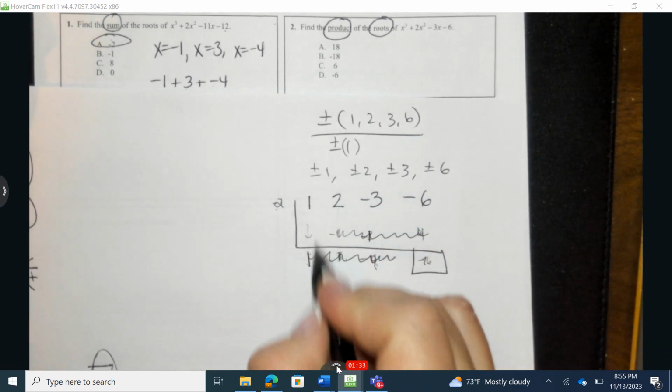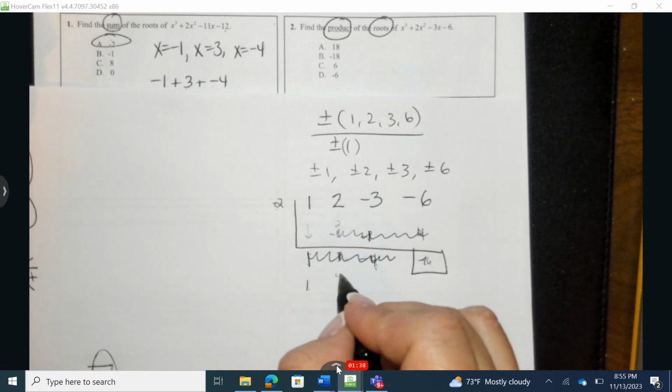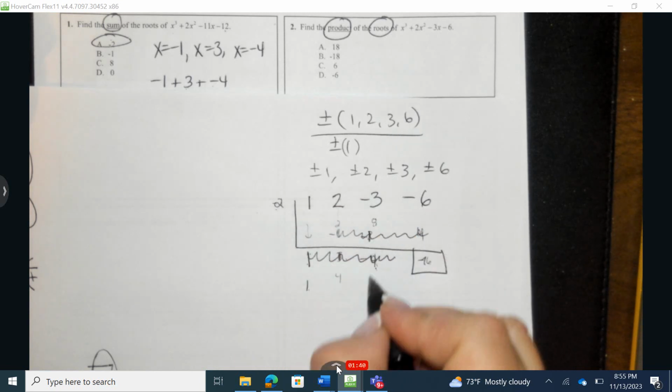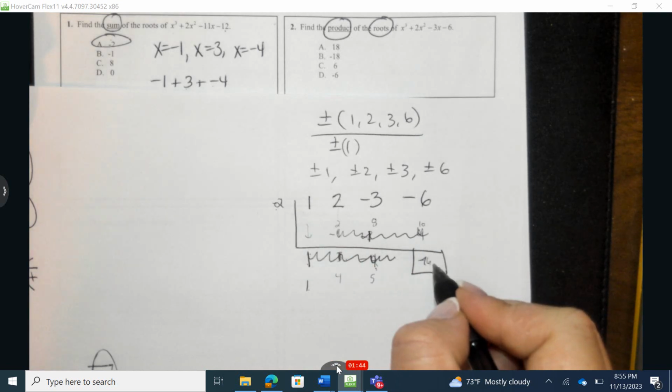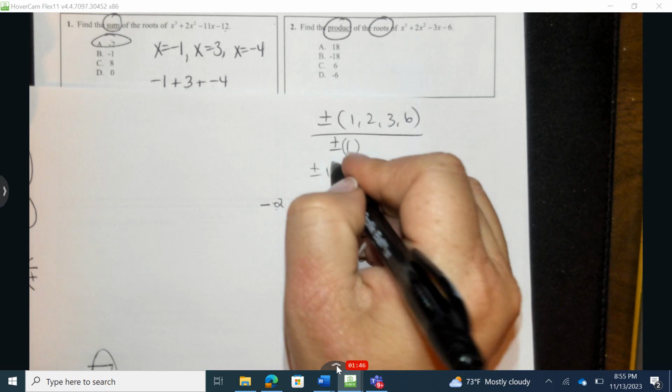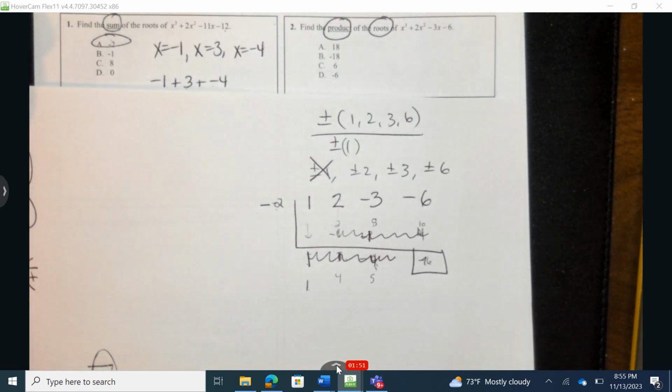Let's try 2. Drop down to get 1. Multiply to get 2. Combine to get 4. Multiply to get 8. Combine to get 5. Multiply to get 10. That gives me an answer of 4. That doesn't work. Let's try negative 2. So I've crossed out the 2 possibility. I'm just about to cross out 2's if negative 2 doesn't work.